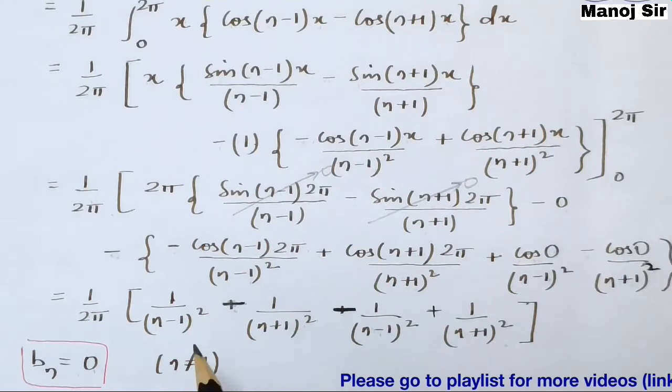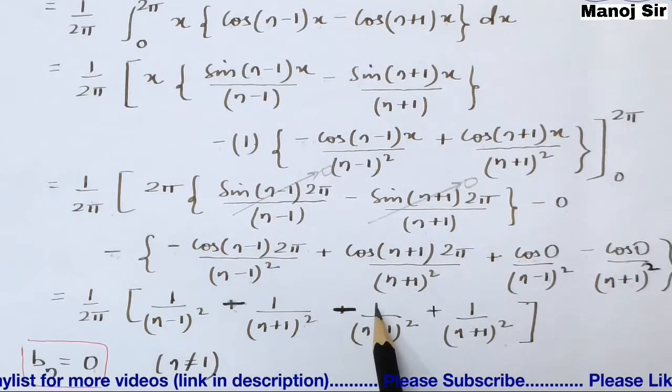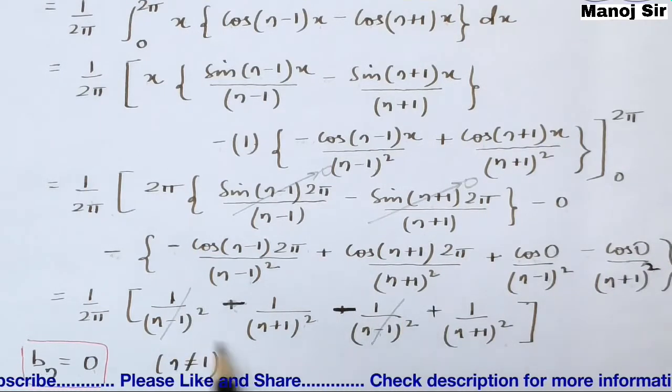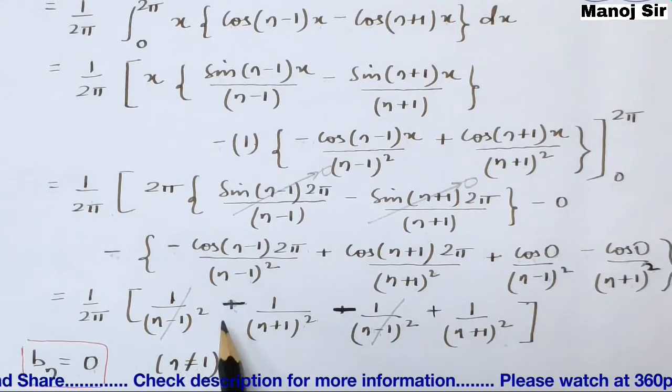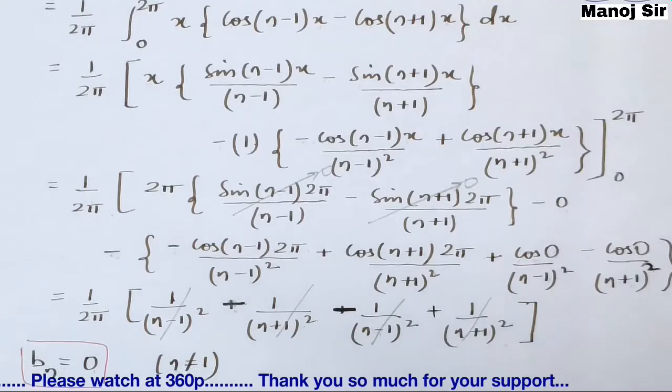Now here you can observe one thing: 1 upon (n minus 1) whole square, and here we have 1 upon (n minus 1) whole square, but this is positive and this is negative, so they cancel out. Here again positive, negative, 1 upon (n plus 1) whole square, 1 upon (n plus 1) whole square, both will get cancelled out.